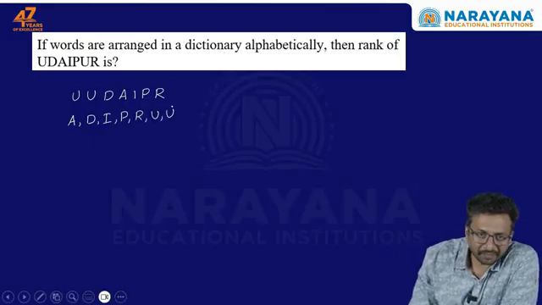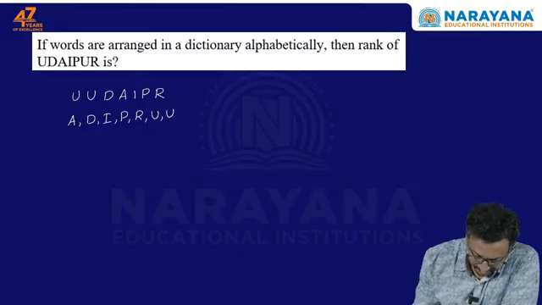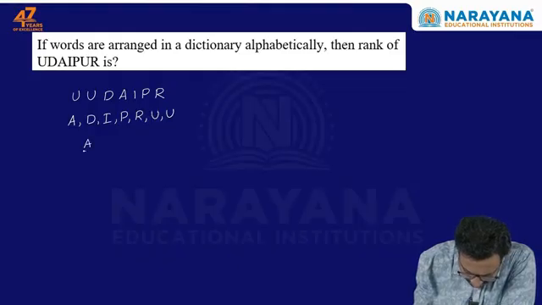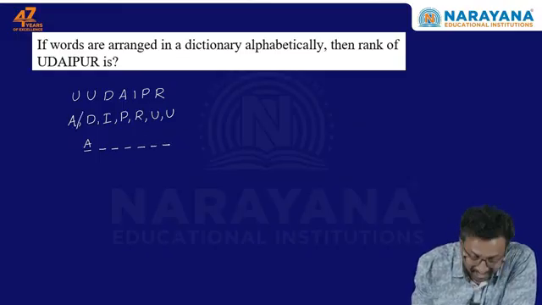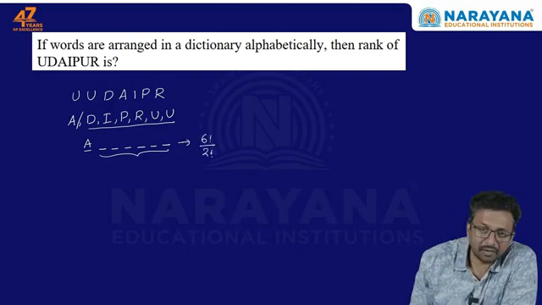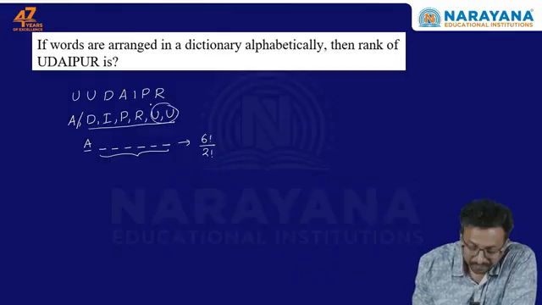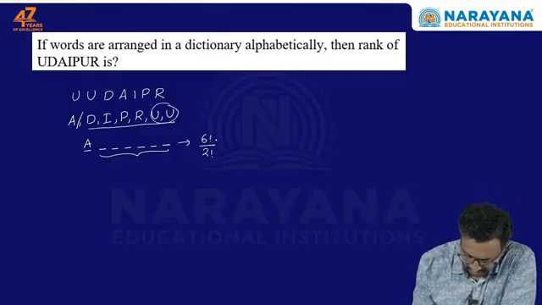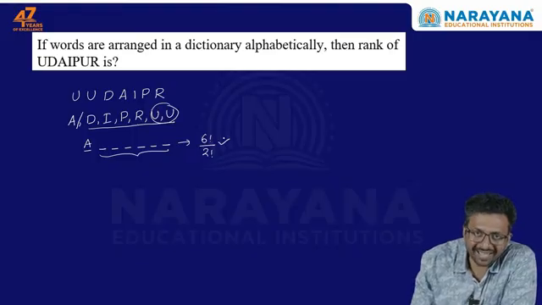So U is there two times, right? So when you arrange the words in a dictionary, first all the words starting with A will be completed. So how many words are starting with A? Once the word has started with A, the remaining 6 letters can be arranged in 6 factorial by 2 factorial ways, because U is there 2 times. So the number of words starting with A is 6 factorial by 2 factorial.